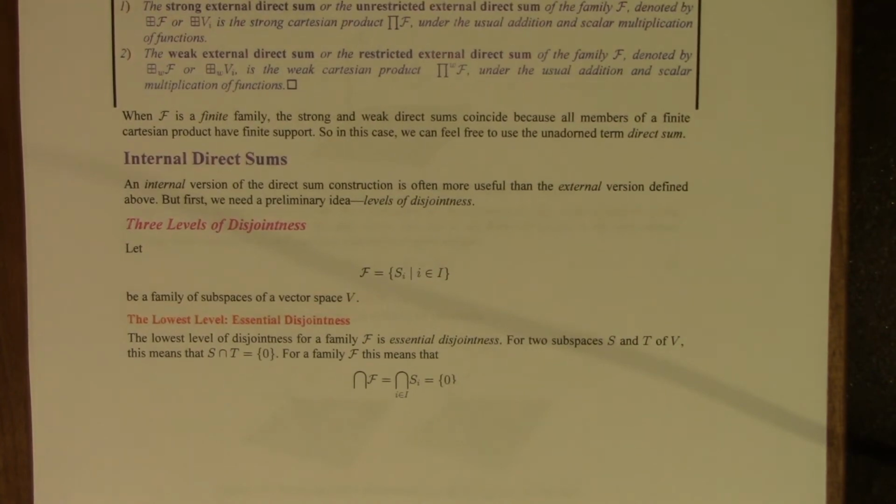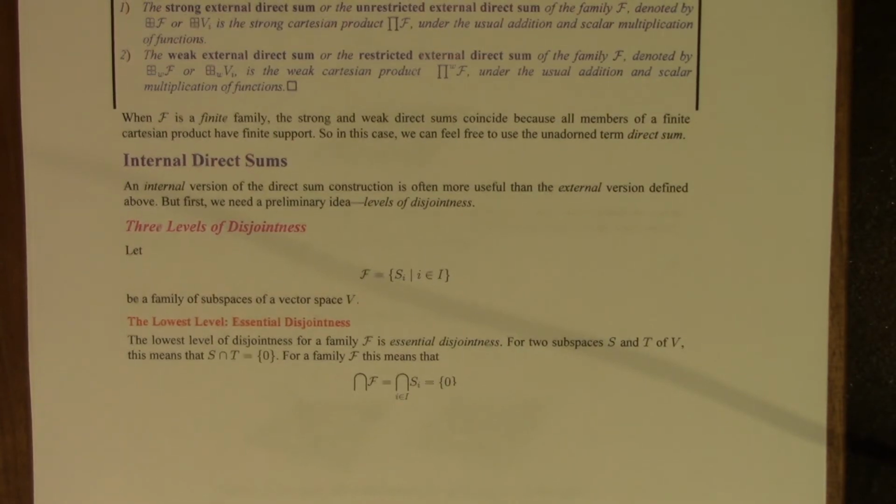Of course, for a finite family, strong and weak makes no difference. Every function, every n-tuple has finite support because there are only a finite number of terms. So the two generalizations converge for finite families of vector spaces.